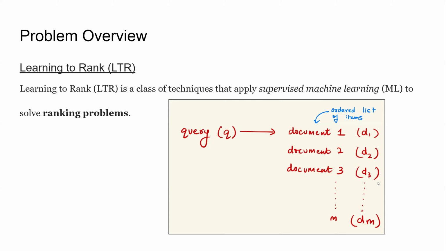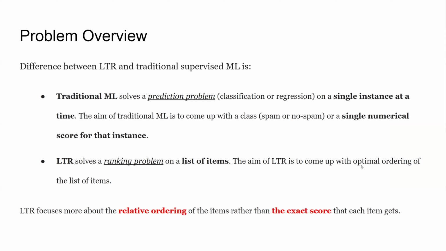The difference between LTR and the traditional supervised machine learning problem is that traditional machine learning tries to solve a prediction problem, right? That is, classification or regression on a single instance at a time. When I give an email to a machine learning algorithm, it tells me whether it's a spam mail or not spam mail. So it gives a single numerical score for that instance.